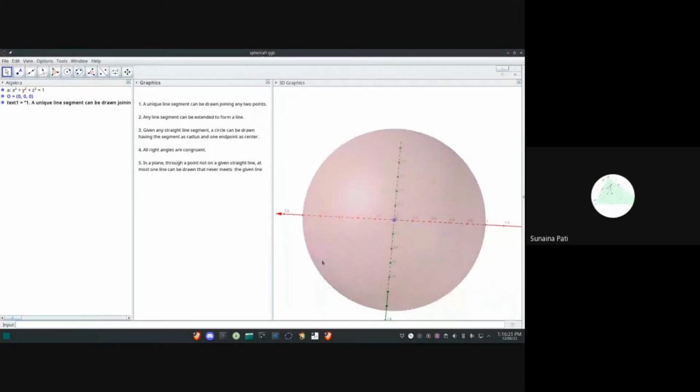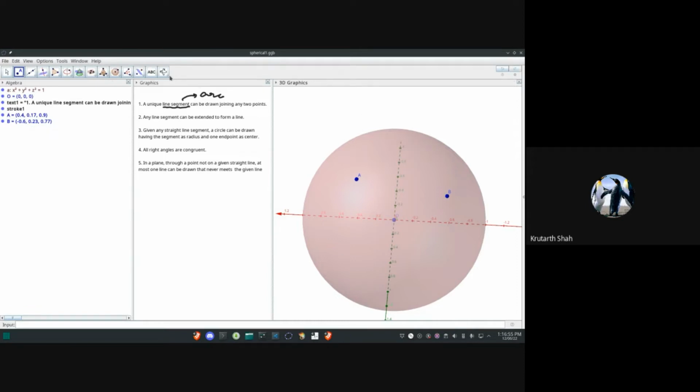Yes. Right. So, as I was saying, these were slightly rephrased Euclid's axioms. The first one is: a unique line segment can be drawn joining any two points. Again, a line segment in the context of spherical geometry is an arc, right? So, do you think this is true in spherical geometry? That if I take two points on a sphere, there's a unique arc joining them.